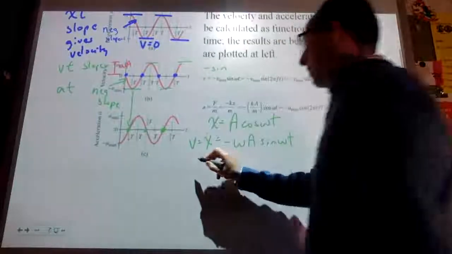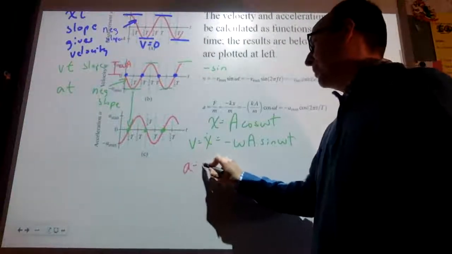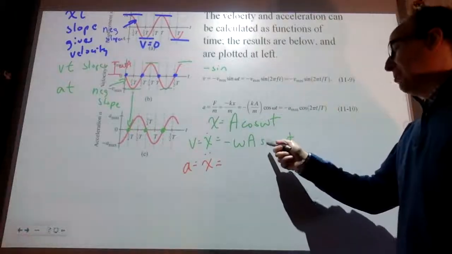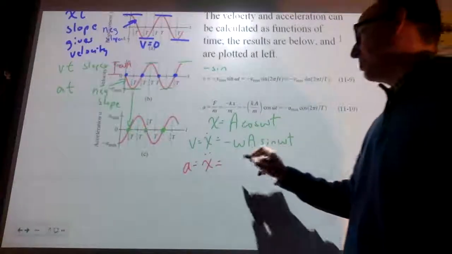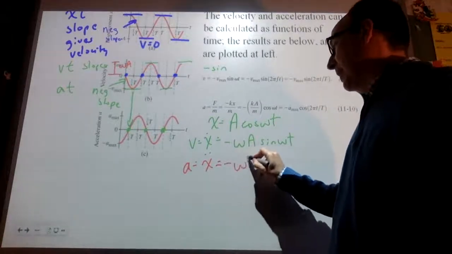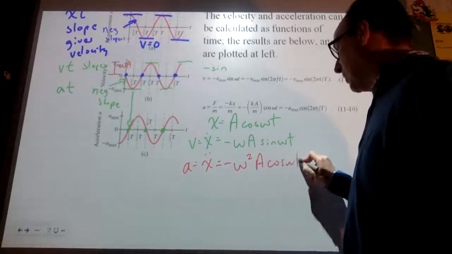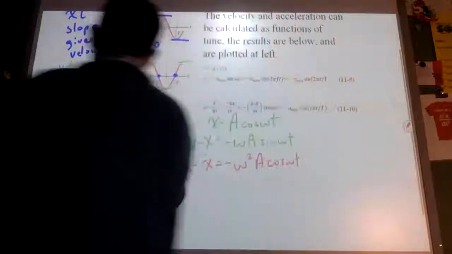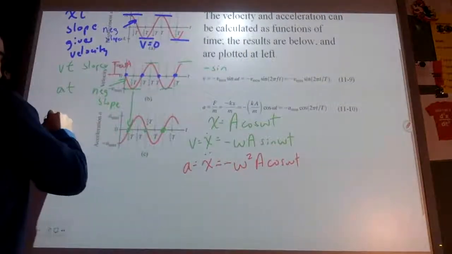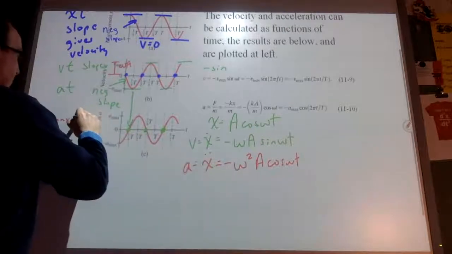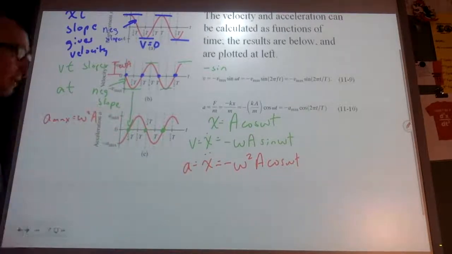And then I know that acceleration is the second derivative of this, and the derivative of sine ends up being cosine. So this is going to be minus omega squared A cosine omega t. And so I know that a max, the amplitude of this one, would be omega squared A.